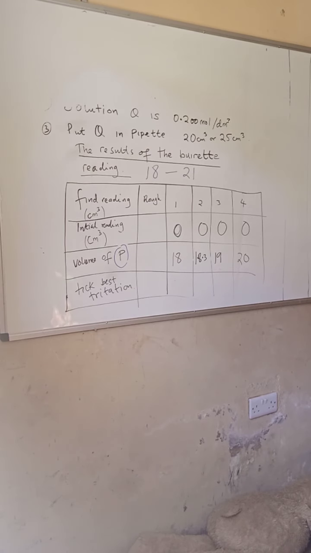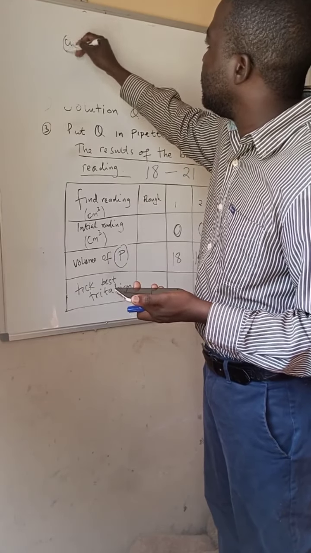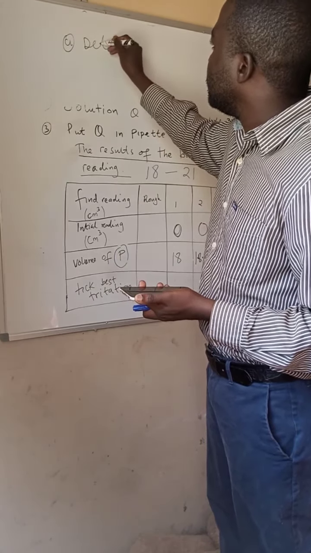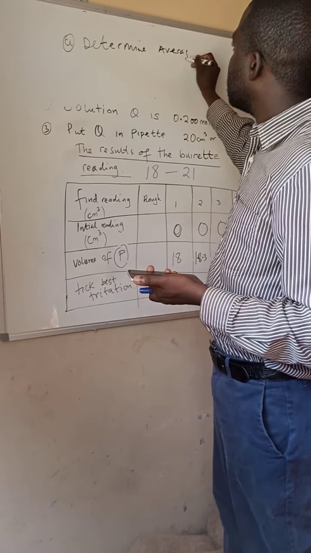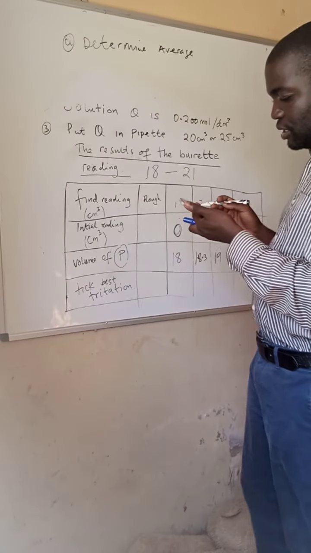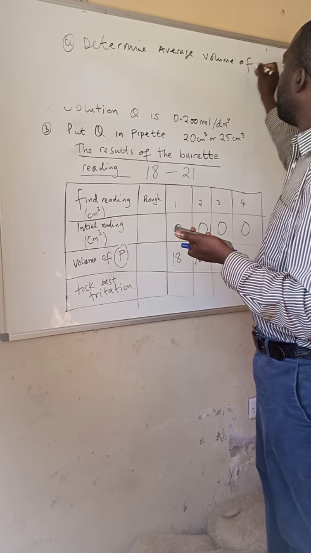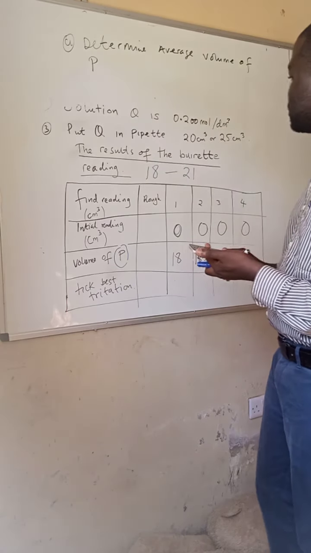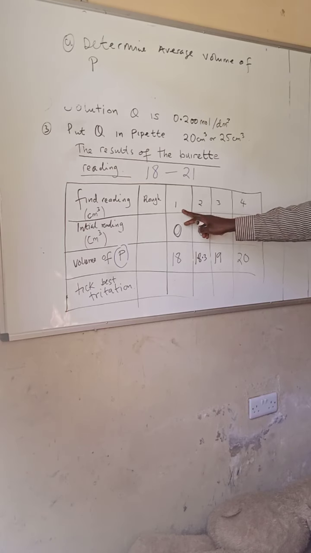So question 1 is saying, determine the average volume of P. This is P. So what is my average volume? This one plus this one plus this one plus this one. Since I've done 4 titrations, I can do 5 if I want. I can do 6 if I want. I can do titration 1, titration 2.